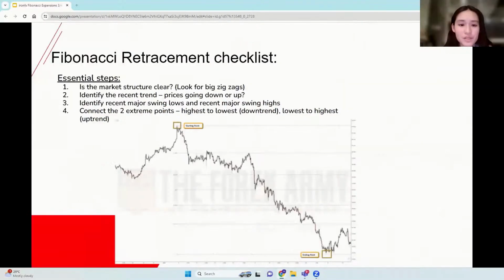Okay, so let's get started with our Fibonacci retracement checklist. So some essential steps. Firstly is the market structure clear. So we want to look for big zigzags or big price movements. Secondly is to identify the recent trend, so are prices going down or up. And thirdly, we want to look for recent major swing lows and recent major swing highs, followed by connecting the two extreme points, so the highest and lowest, or the lowest to the highest point, if it's an uptrend.